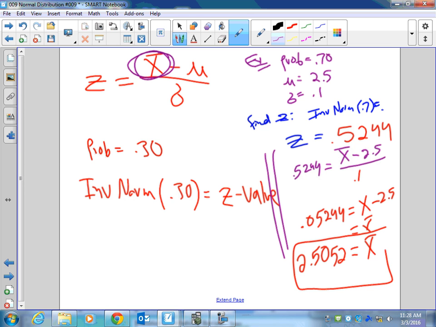So you can use inverse normal to change a probability into a z. This turns a probability into a z value. Then once you have the z value, you put it into the formula. Z equals x average minus mu over delta. Another one I've seen is they'll have two probabilities and two of these, and you'll have to find the mu and delta, two equations, two unknowns.